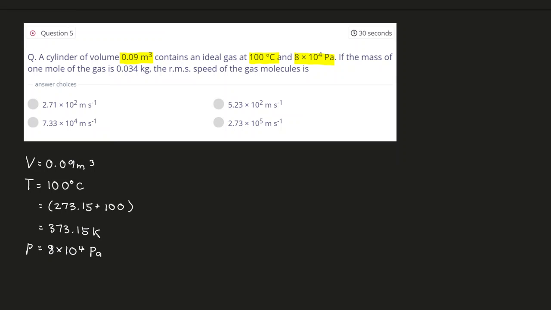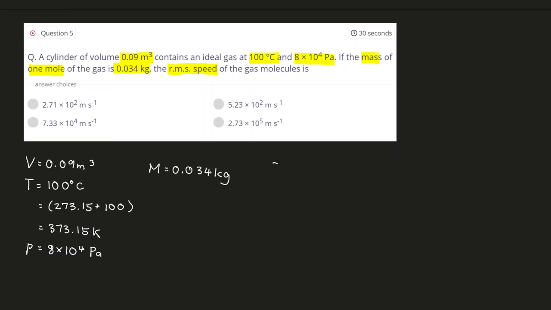If the mass of 1 mole of gas is 0.034 kg, mass of 1 mole of gas, what does it mean? Well, you have to recall your chemistry, but mass of 1 mole of gas is just molar mass. So molar mass we usually represent with capital M and it equals 0.034 kg. And now what are they asking for? They are asking for the RMS speed.